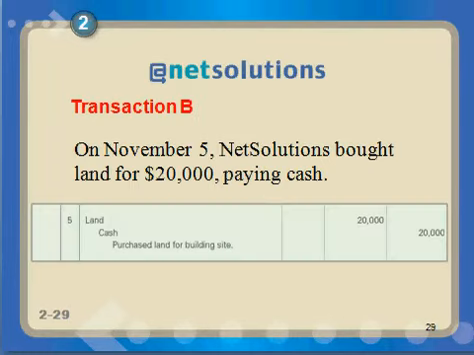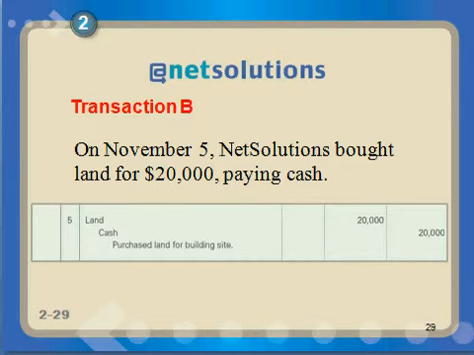The next transaction, remember Net Solutions went out and bought a piece of land for $20,000. So in the date column we already have November in 2009 from the transaction above this one, so this would be listed right below. All we have to do in the date column is put 5 and then land, and then it's $20,000 in the debit column, and then right below that we indent over a little from land and write the word cash because we're crediting our cash for $20,000. And then right below that we put purchase land for a future building site.